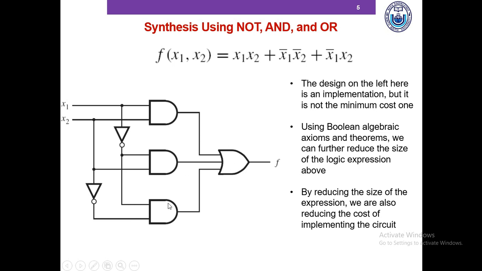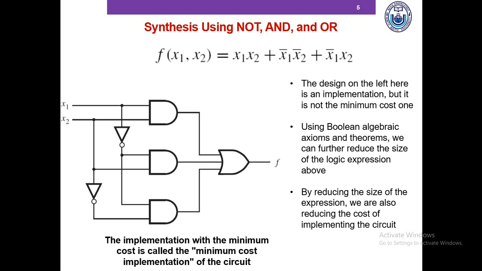The design on the left here is an implementation of the truth table, but it's not the minimum cost one. Using Boolean algebra's axioms and theorems, we can further reduce the size of the logic expression above. By reducing the size of the expression, we're also reducing the cost of implementing the circuit, because logic gates cost money. If you can reduce their number, you can also reduce the cost of implementation. The implementation with the minimum cost is called the minimum cost implementation of the circuit, or the truth table.